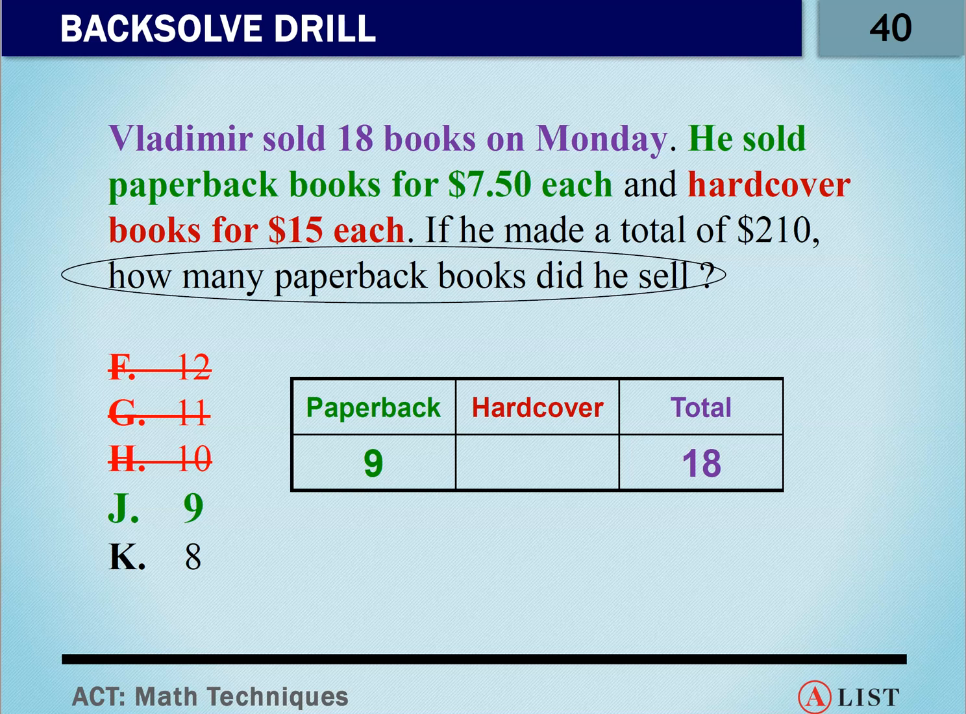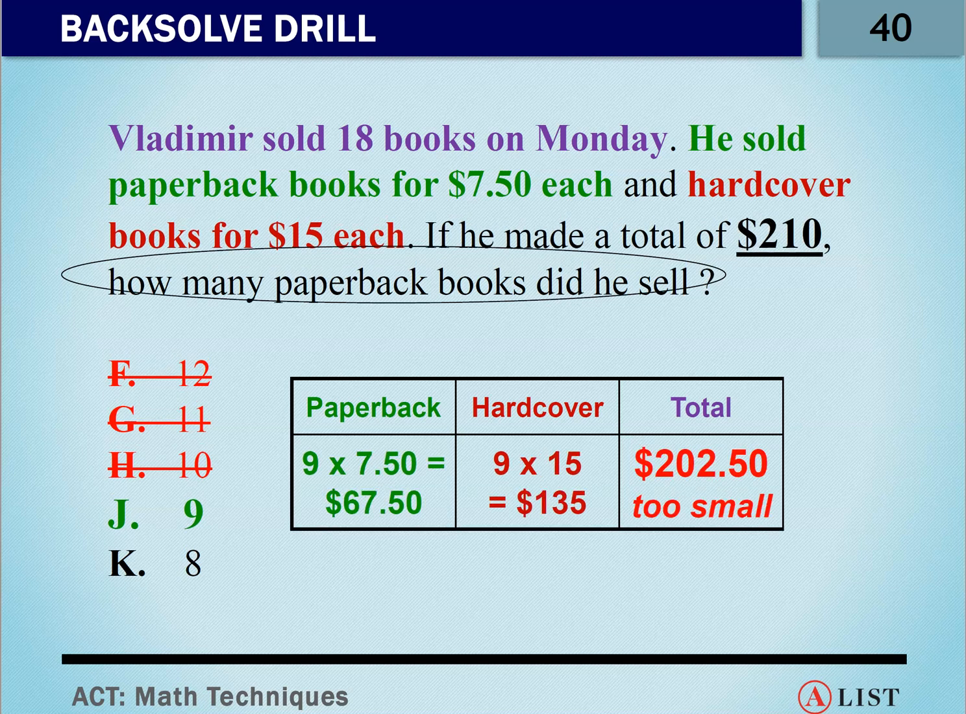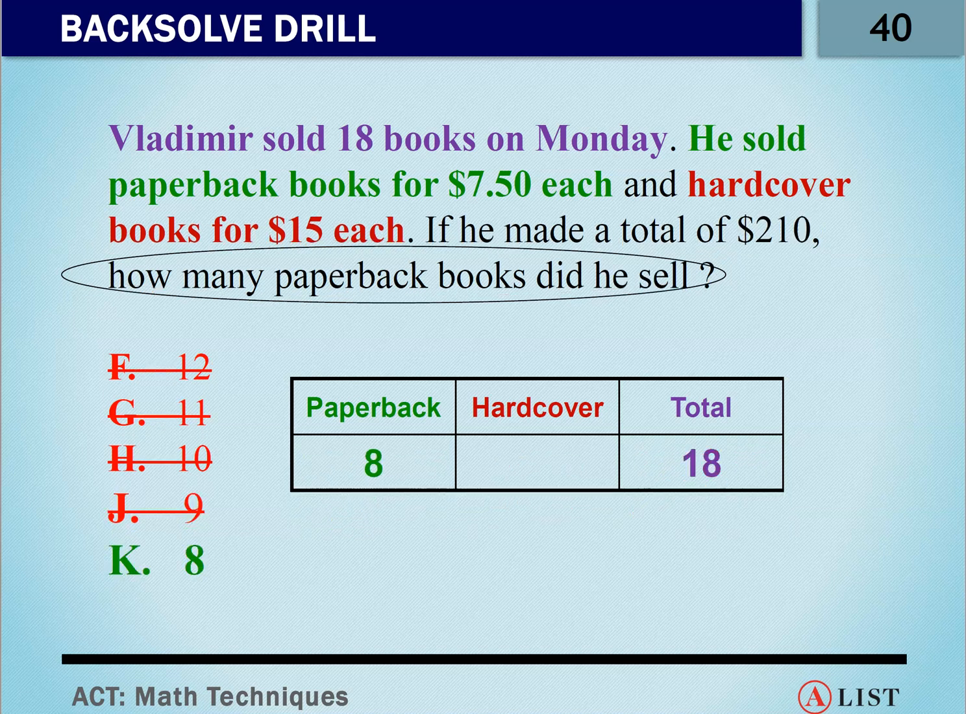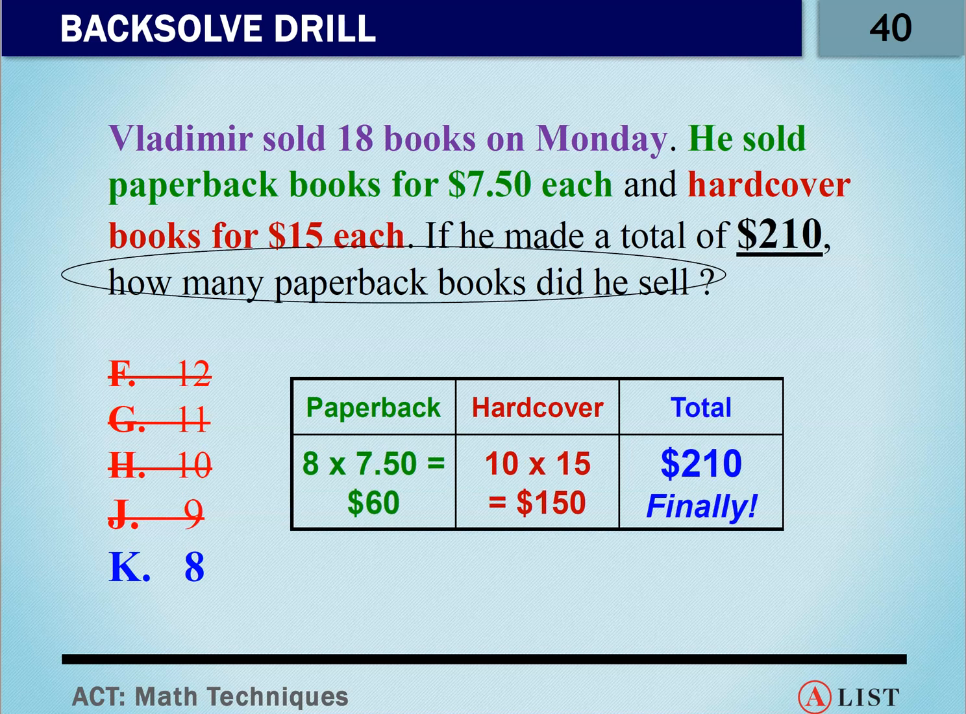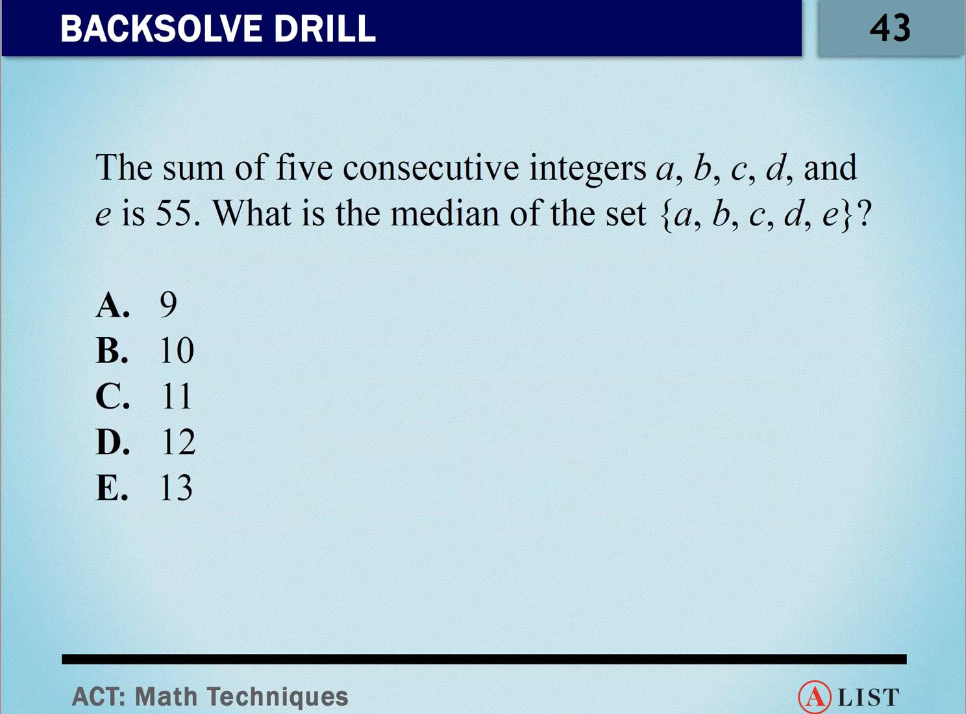and start with 9. If there are 9 paperbacks, that means there were 9 hardcovers. It came to $202.50, still too small. So let's try 8 paperbacks. That meant we sold 10 hardcovers, and that price finally gets you to the 210.